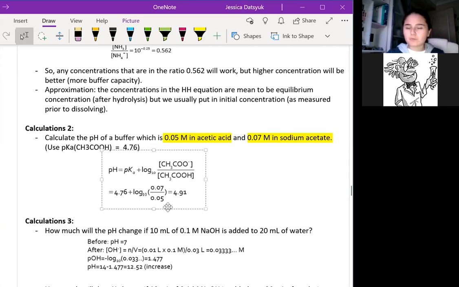Remember pKa? We did this with solubility as well. So this is the same situation. You're going to do 0.07 over 0.05. How's that sitting in? How are you feeling about that?